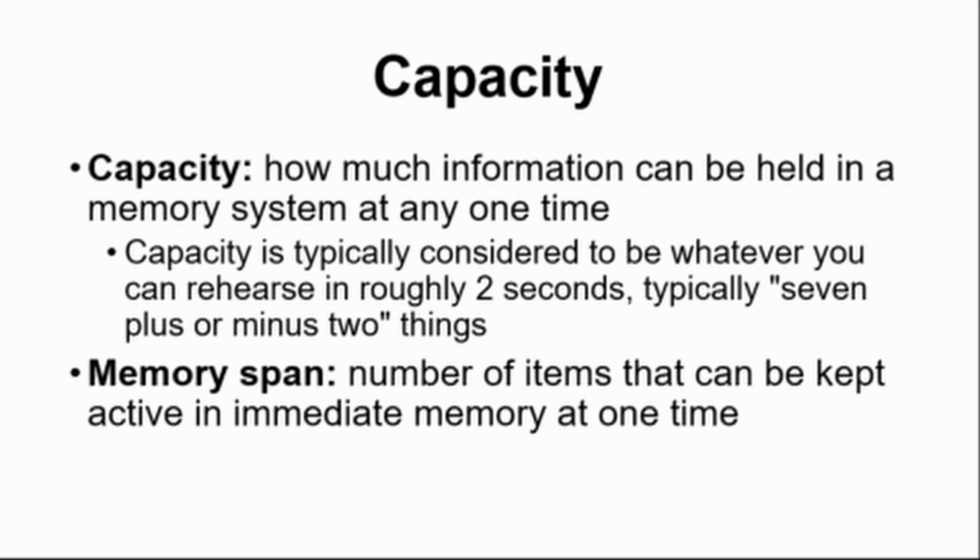And typically we're going to see it referred to as 7 units plus or minus 2. So if you're remembering numbers, we would have about 7 numbers, or 7 letters, or a grocery list, about 7 items. So units of information, 7 plus or minus 2.